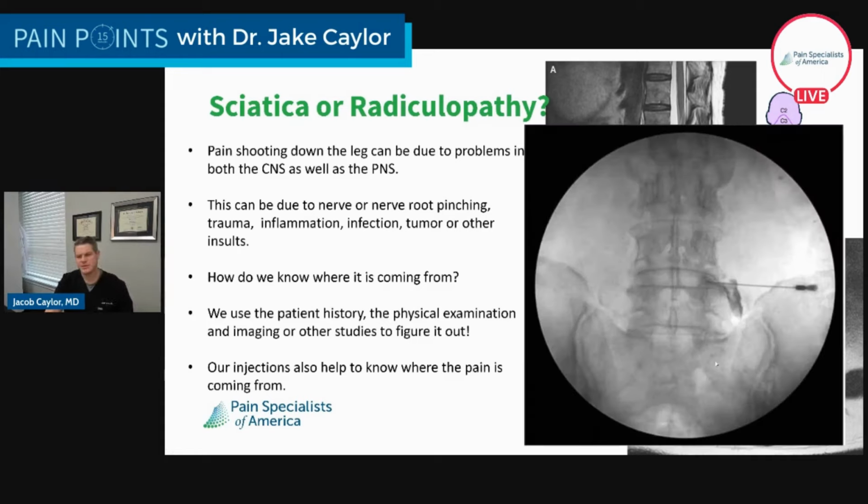And this is an example of that targeted injection. Now this is the left and this is the right. This is an L4 transforaminal epidural outlining the nerve root.